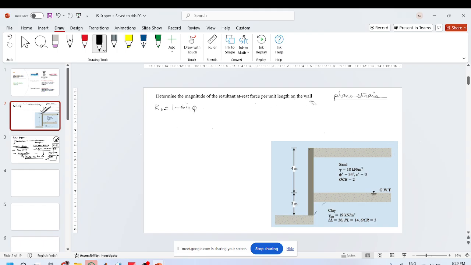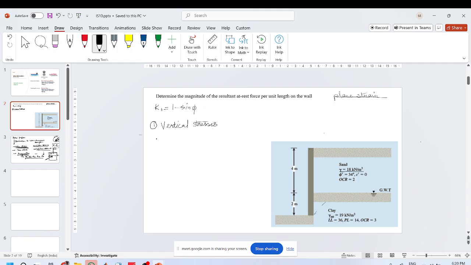We can move on. Determine the magnitude of resultant at rest force. So the first thing will be we will calculate the vertical stresses. Let's do that. Gamma has been given.